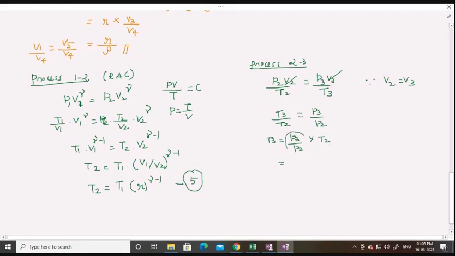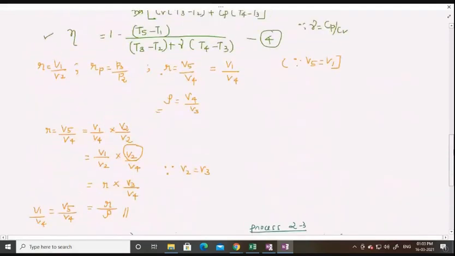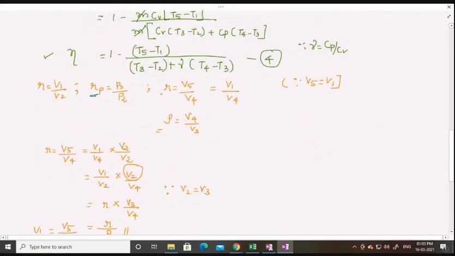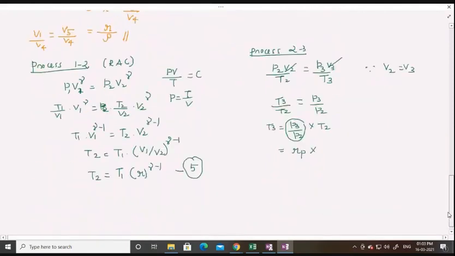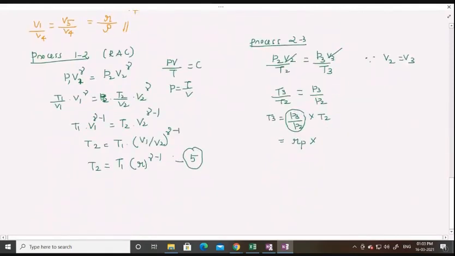Actually P3 by P2 is nothing but the pressure ratio, which was discussed in the Otto cycle itself, so we can refer there. The pressure ratio is P3 by P2, into T2. We can substitute equation number 5 here instead of T2, which is T1 into r power gamma minus 1. So T3 is T1 into rp into r power gamma minus 1, which is equation number 6. This is another type of relation.